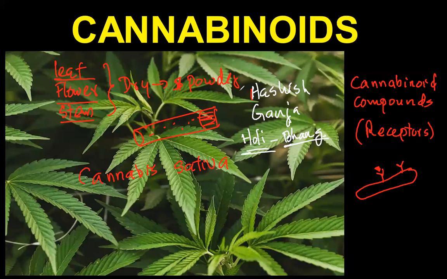Bhang is actually the leaves of the cannabis plant, ground in water, like a chutney. They take a scoop of this leaf chutney, mix it in milk and drink it, and it causes euphoria. Intense euphoria. This is another form used in India.